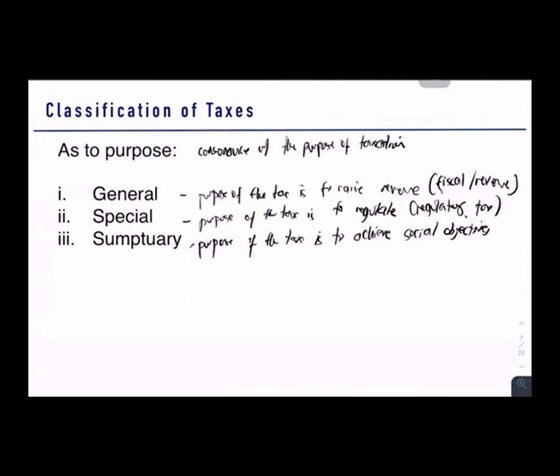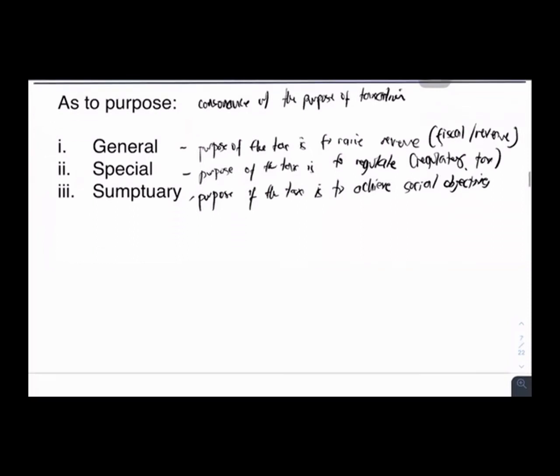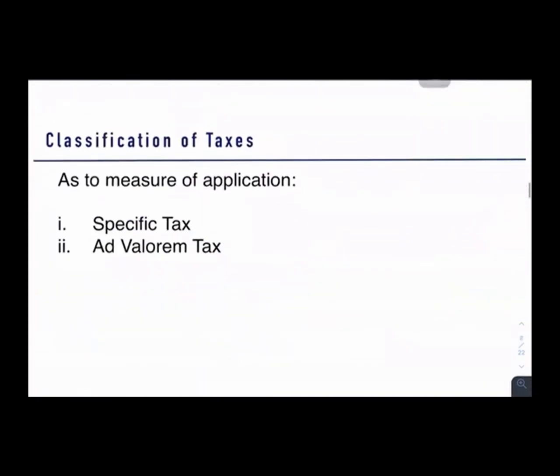Okay, so if ever we classify taxes again as to purpose, we look at the purpose of the taxation. If the purpose is general, then the purpose of the tax is to raise revenue. If the purpose is special, the purpose of the tax is to regulate. If the purpose is sumptuary, the purpose of the tax is to achieve social objectives. So we're done discussing three classifications of taxes. We proceed further and we go to your classification of taxes as to measure of application.